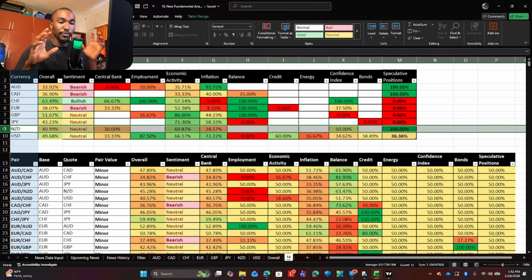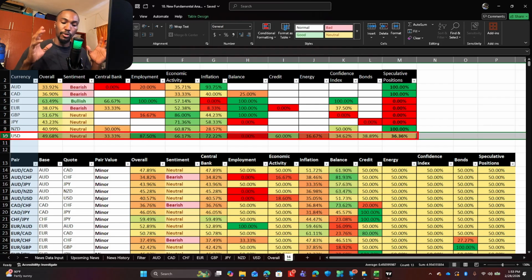The news for the NZD is neutral. Like the bearish side of the neutral, not even like the neutral, like the downside of the neutral. We have central bank news at 30%, not really good enough. We have the economic activity at 60%, just going good, going good. And then we have inflation data. Bad news, right? Bad news. Consumer confidence, literally flat line.